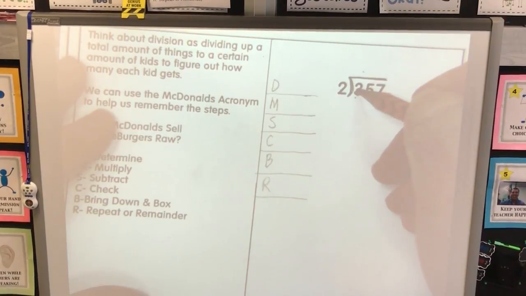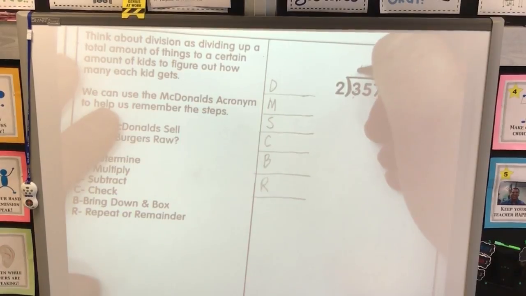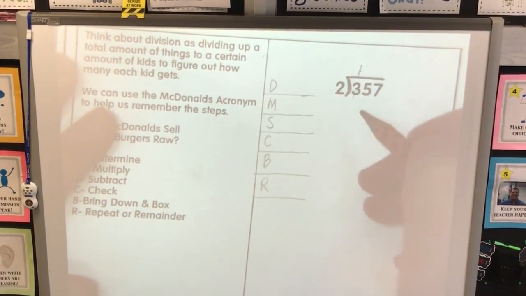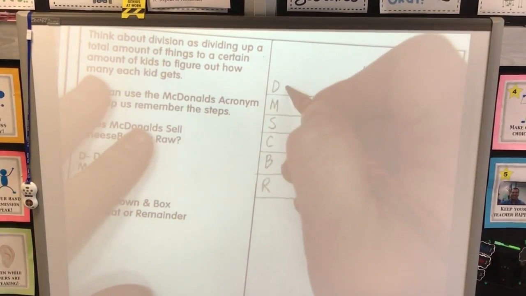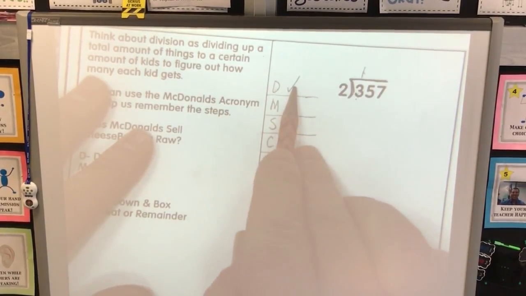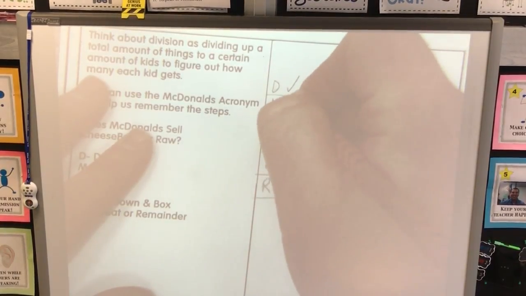And our number we know, we go through our multiplication facts. Logan? 2 times 1. 2 times 1, because 2 times 2 is 4, and that goes over. Always check what goes over. So now, check off determine. Now we're going to go down to the M and tap it together. So let's check off M and say it together.